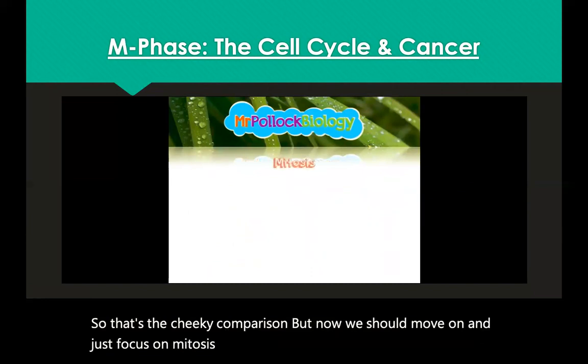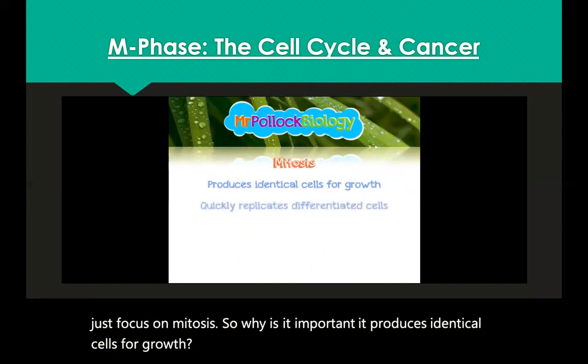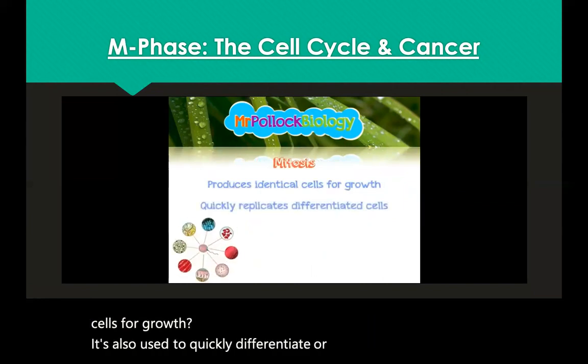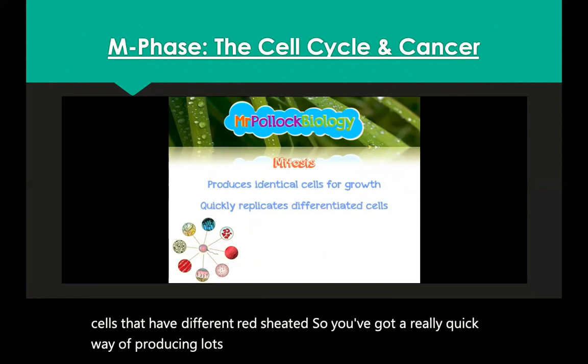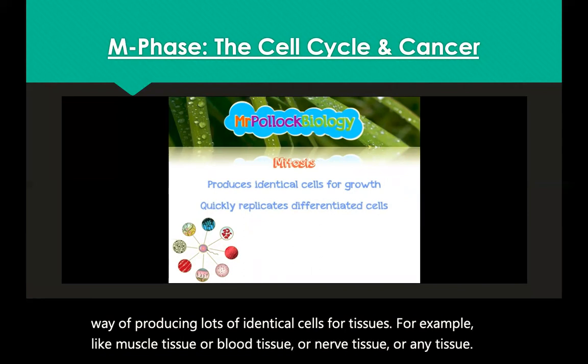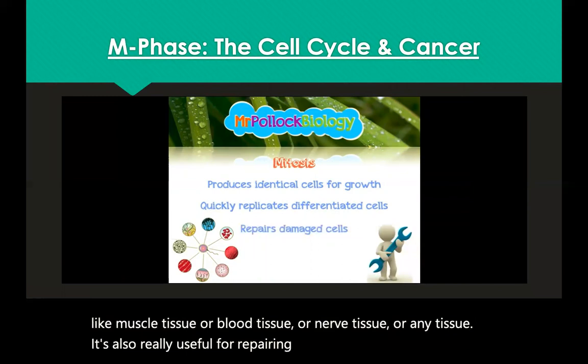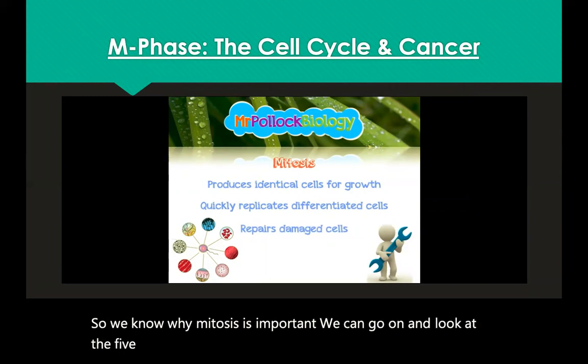So why is it important? Well, it produces identical cells for growth. It's also used to quickly replicate cells that have differentiated. So you've got a really quick way of producing lots of identical cells for tissues, for example, like muscle tissue or blood tissue or nerve tissue or any tissue. It's also really useful for repairing damaged cells. But now we know why mitosis is important, we can go on and look at the 5 main stages of mitosis.